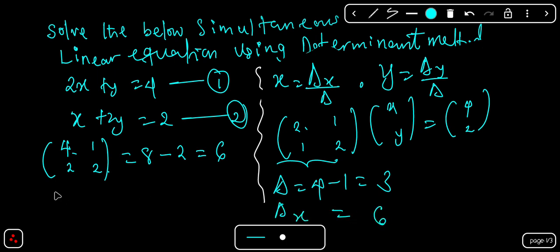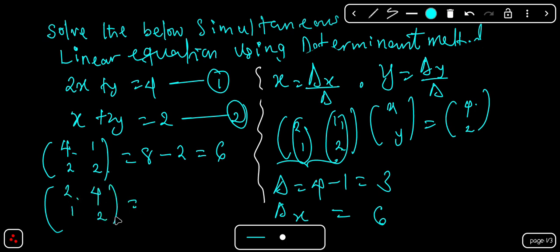Then you find the determinant for y. You remove 1 and 2, the first column remains constant, and you put 4 and 2 there. So you have 2, 1, 4, 2. Then you do the same thing: 2 multiplied by 2 gives us 4, then minus 4 multiplied by 1 gives us 4, and that's going to give us 0. So the determinant of y equals 0.